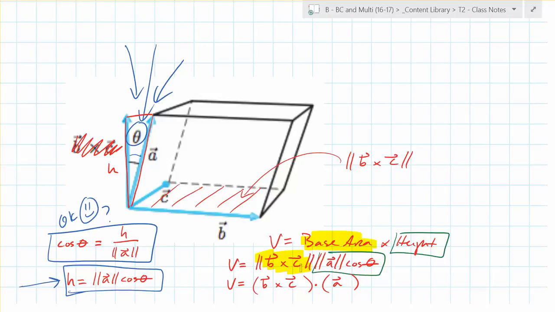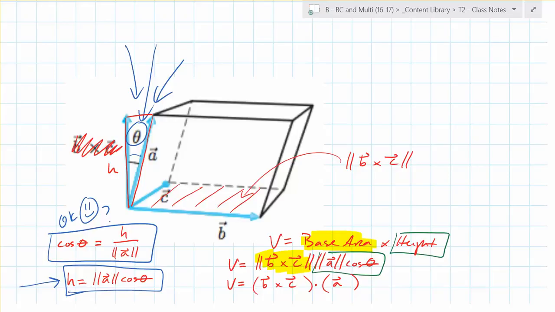So if you are asked to find the volume of a parallelepiped, how do you do it? You cross two of the vectors and you dot it by the third. That's it. And take the absolute value, because depending on which direction you cross, sometimes it could be negative. Magnitude is always going to be positive.